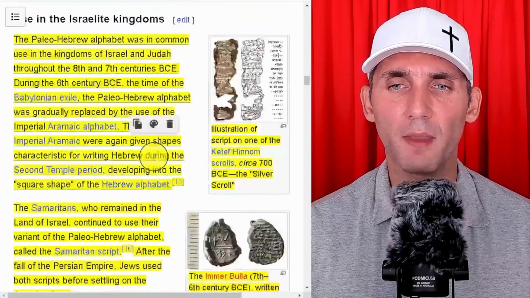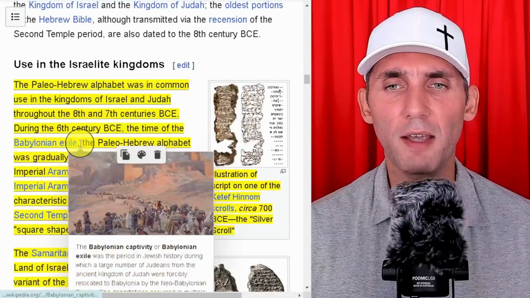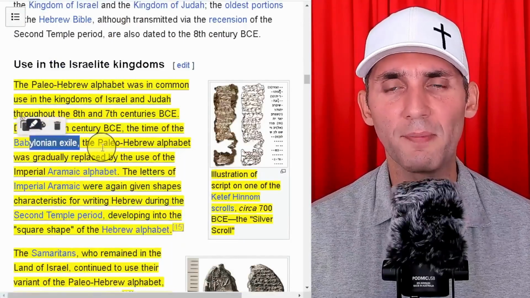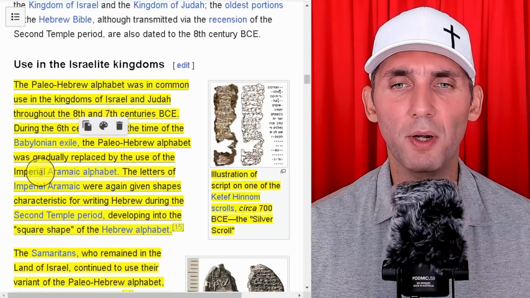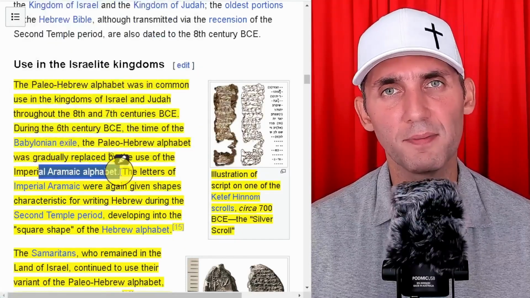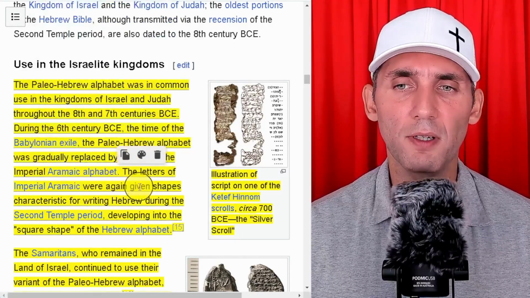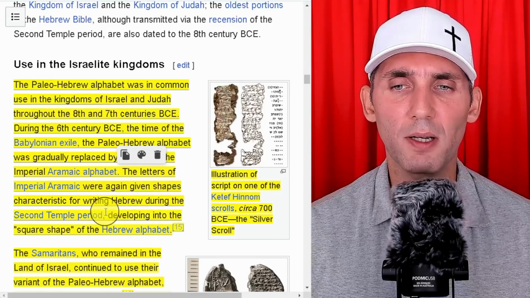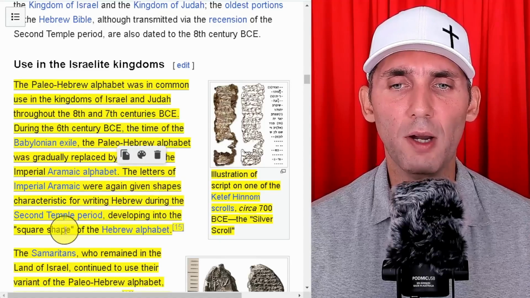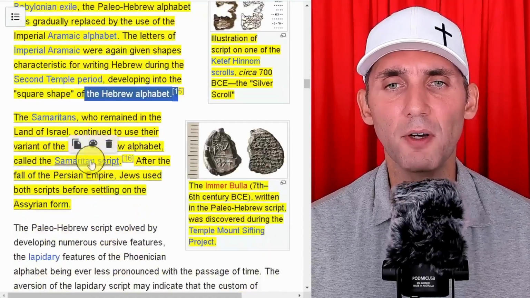Let's go back. During the 6th century BC, the time of the Babylonian exile, important, the Paleo-Hebrew alphabet was gradually replaced by the use of the Imperial Aramaic alphabet. Keep that in mind. The letters of the Imperial Aramaic were given shapes characteristic for writing Hebrew during the Second Temple period, developing into the square shape of the Hebrew alphabet. Keep all of this in mind, folks.